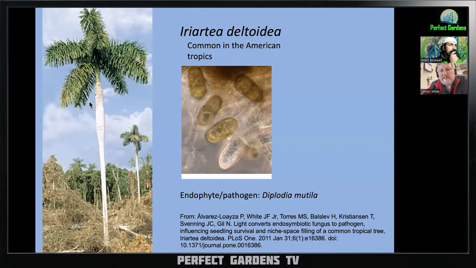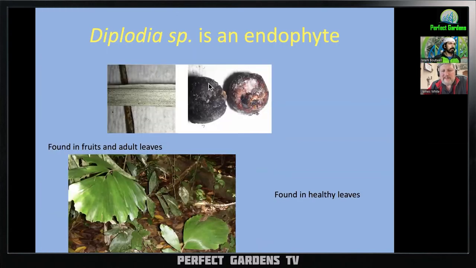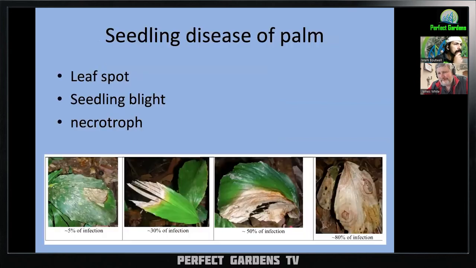This is one of my students that worked on this. Iriartea deltoidea, this palm that occurs in the tropics, but there's an endophyte in there, Diplodia mutila. But the cool thing about this endophyte is, here you can see it on the seeds. The cool thing is it can also be a pathogen, and it does a funny thing to its host.